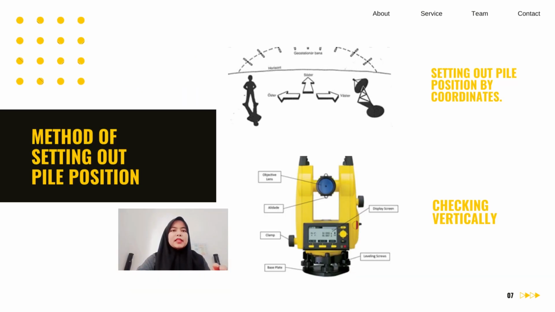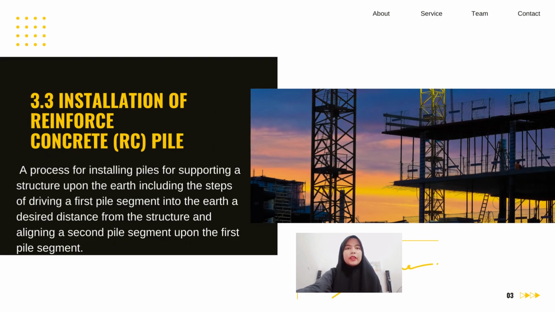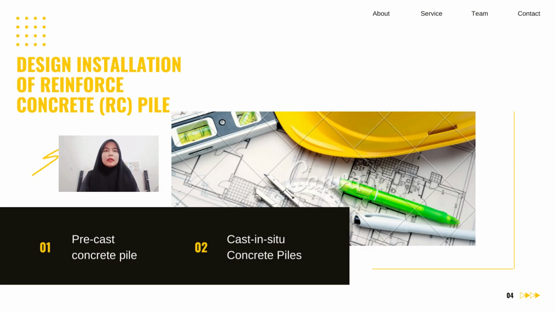Next, for the method of setting out pile position, we have two: setting out pile position by coordinates and checking verticality. Next is installation of reinforced concrete pile. It is a process for installing piles for supporting a structure upon the earth, including the steps of driving a first pile segment into the earth a desired distance from the structure, and aligning a second pile segment upon the first pile segment.